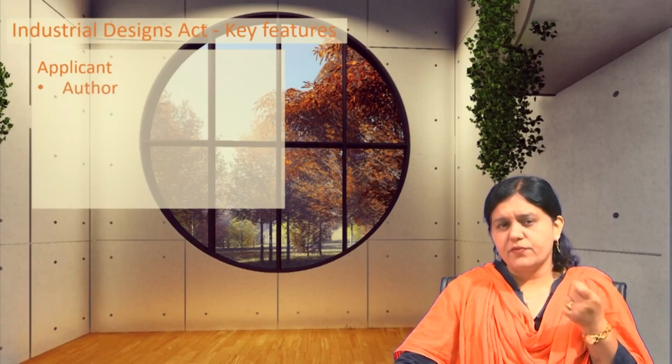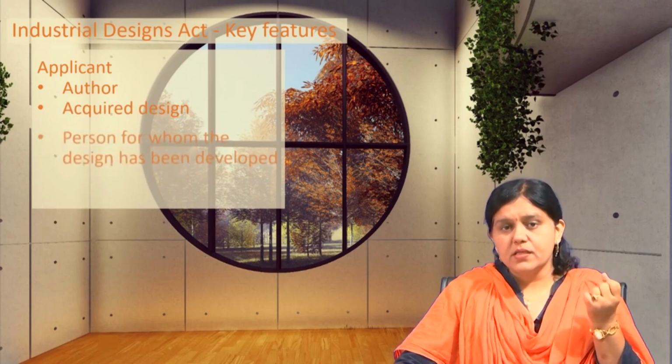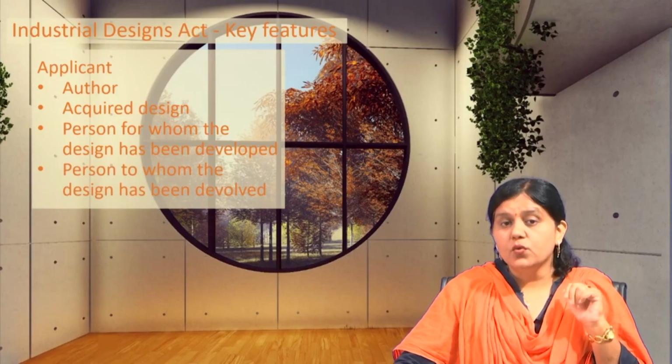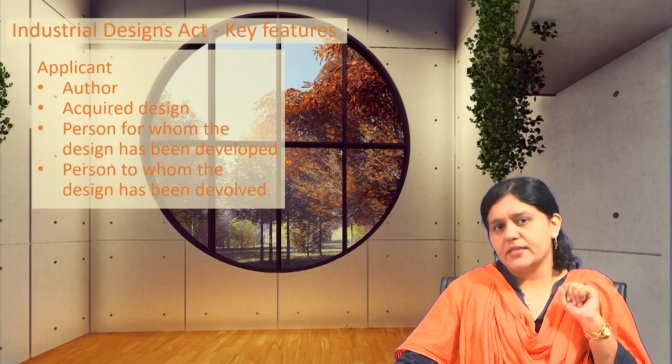Next is the applicant, who can apply for the registration. Now, that is very important: who is eligible to apply for that registration. So, the applicant may be the author, and we have seen something about the author definition when we were dealing with copyright. We will see what that is, author. Then, if it is an acquired design, third is a person for whom the design has been developed, and then the fourth, a person to whom the design has been devolved. There is a difference; we will see what the difference is.